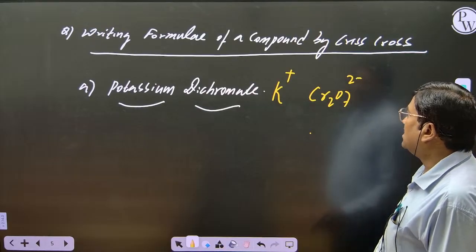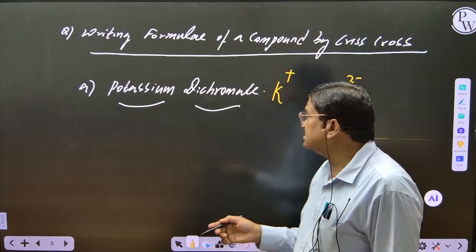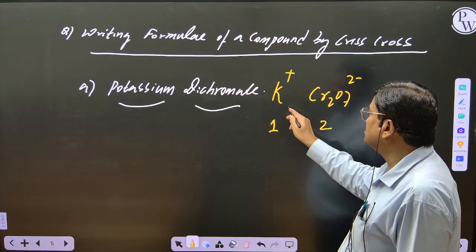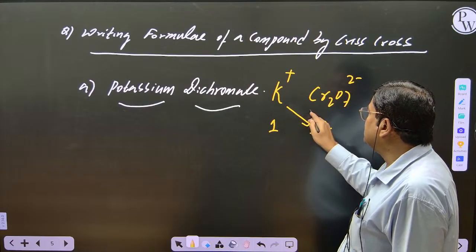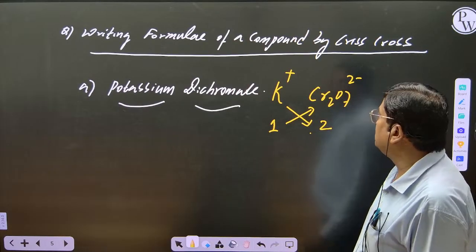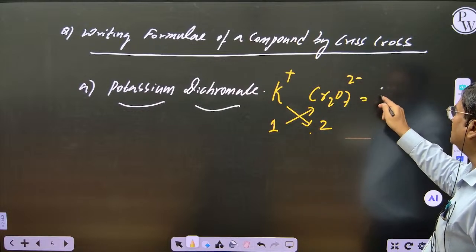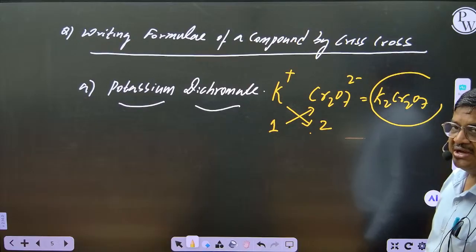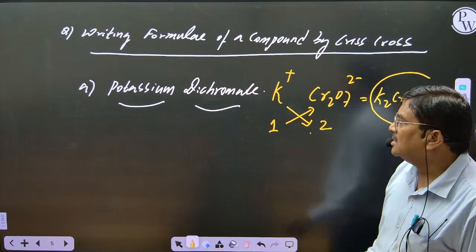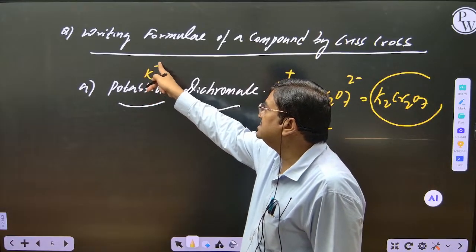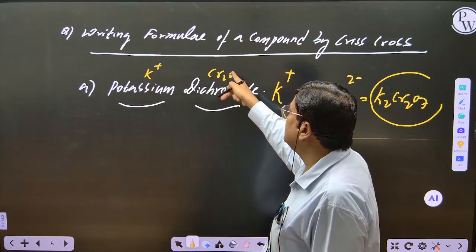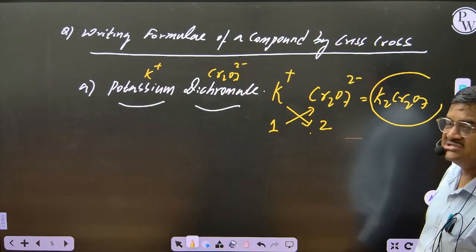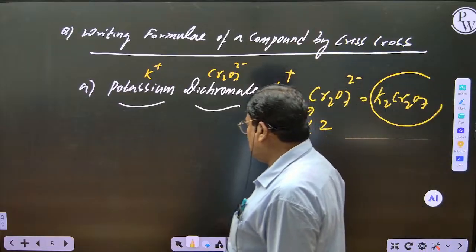Now what we have to do? We have to crisscross the valencies. Below that, write the valency: this is 1, and the valency of this is 2. So this valency goes to this one, and this valency goes to this one. So what will be the formula? K2Cr2O7. This will be the formula of potassium dichromate. Understood? Simple, no? So potassium you have to know its valence is 1, and dichromate ion valence is minus 2. Hence the formula is K2Cr2O7. Right, next.